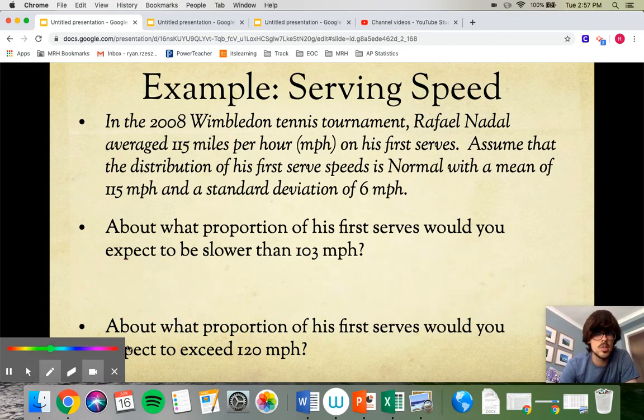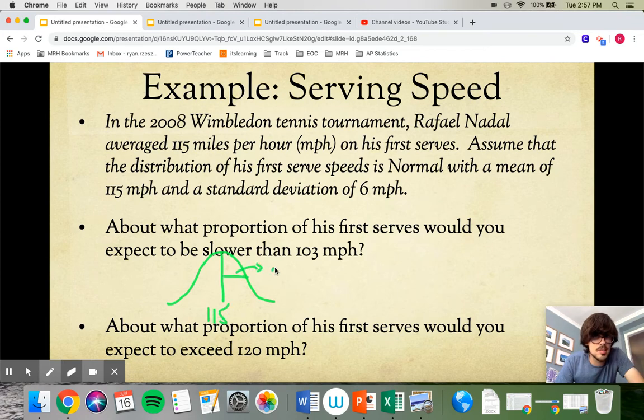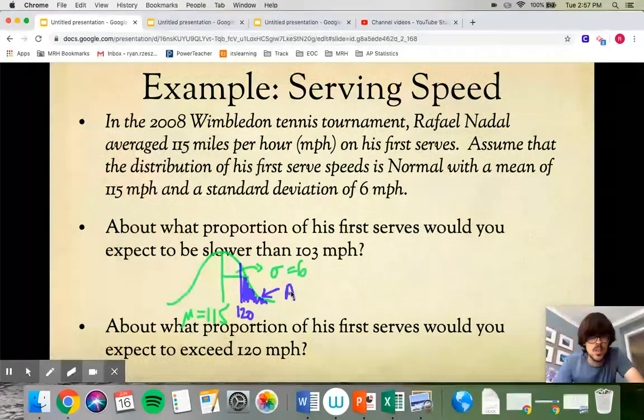So let's look at our next one. What proportion of his first serves would you expect to exceed 120 miles per hour? I'm going to reuse some of my space right here. Still have the same mean of 115. Still have the same standard deviation of 6. So I've got standard deviation 6, I've got mu 115. This time I want to know about above a 120. That's 121. So 120 would be like here-ish, and they want to exceed 120. So I'm going to be doing this kind of probability right here. That is the area that I'm looking for.